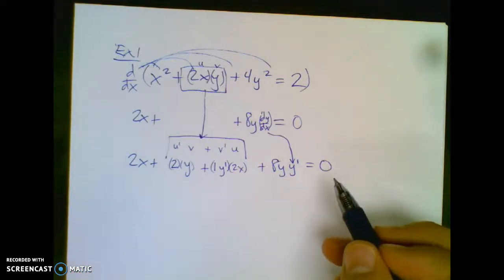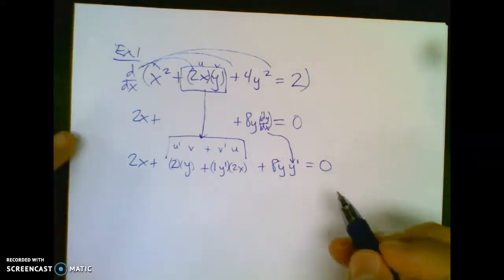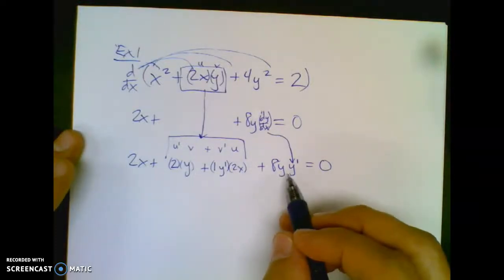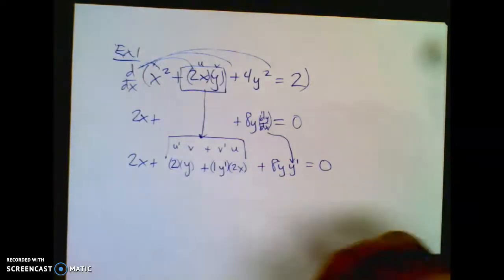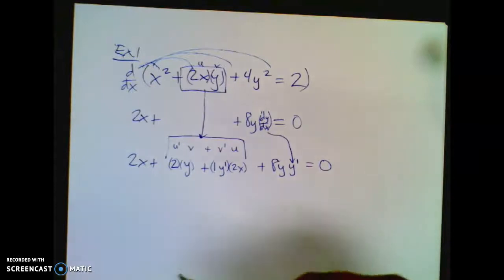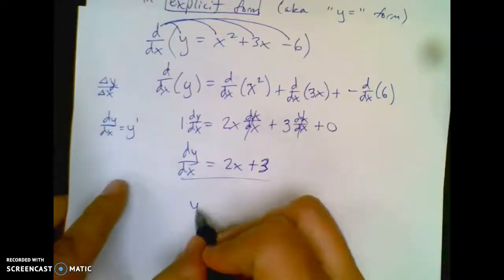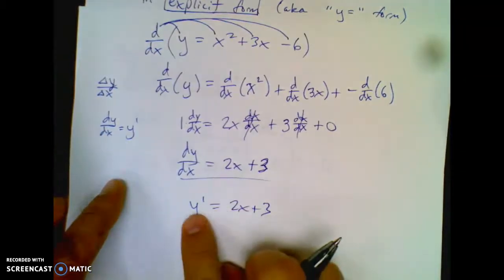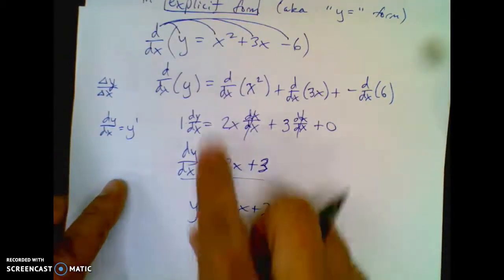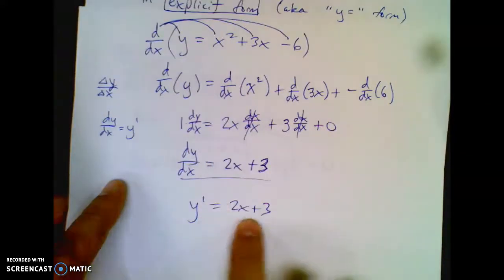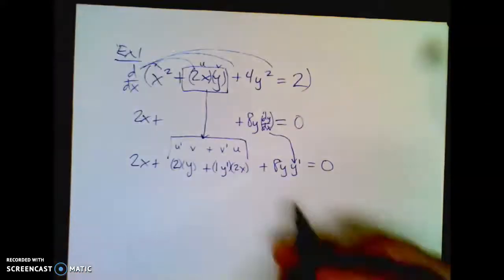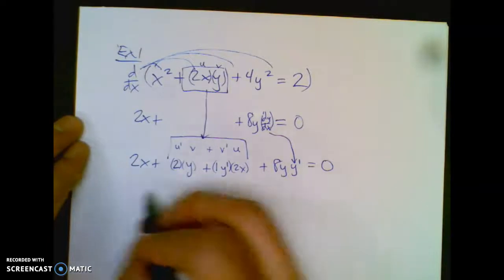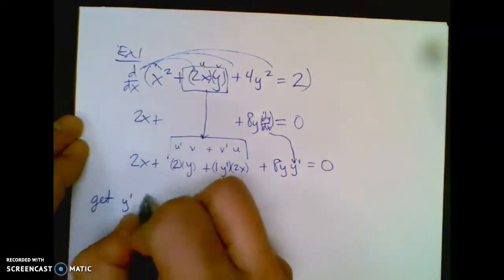do to finish this problem off? What does my answer look like? Well, what did every one of your answers look like before? Back in the day, when we were solving problems, your goal was to get y prime equals. You were supposed to go from y equals all the way down to y prime equals, and you found the derivative. So this one, my goal is to get y prime by itself.